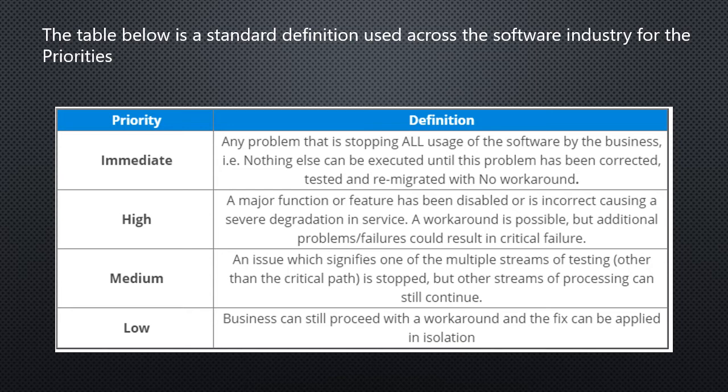High. A major function or feature has been disabled or is incorrect, causing a severe degradation in the service. Medium. An issue which signifies one of the multiple streams of testing other than the critical path. Low. Business can still proceed with a workaround and the fix can be applied in isolation.